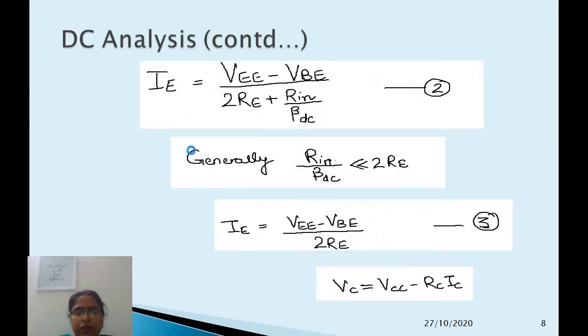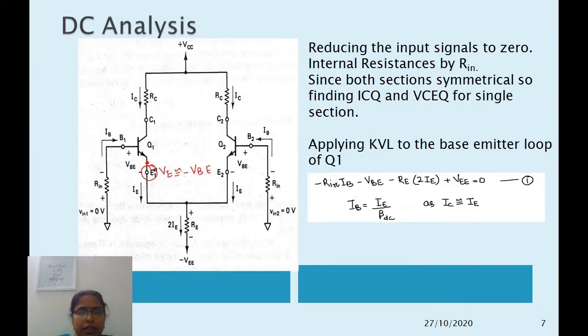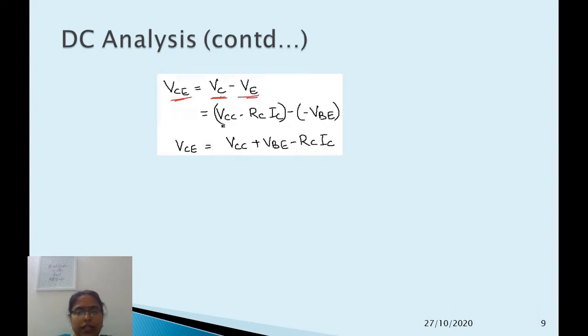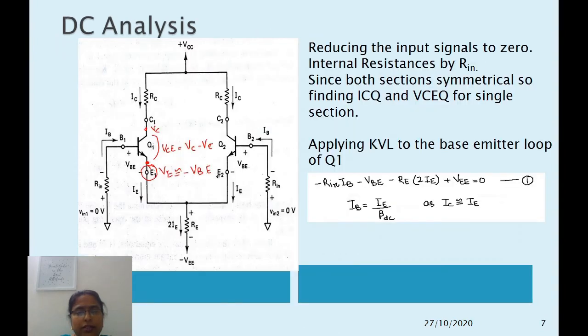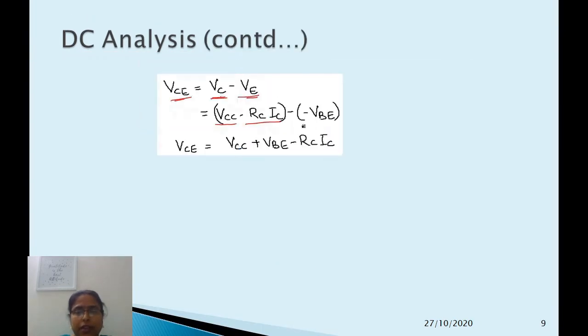Sorry, I was pointing at the base terminal. This is VE, this is VC. So this is VCE, which is equal to VC minus VE. VC is VCC minus ICRC, and VE is equal to minus VBE, right? So this becomes VCC plus VBE minus IC into RC. So this is our VCEQ.